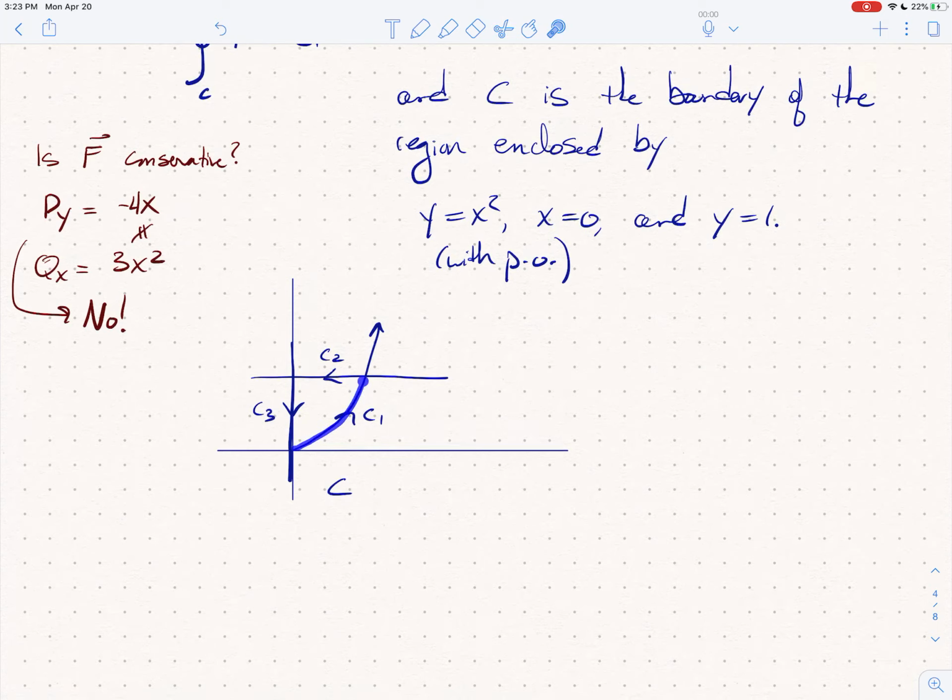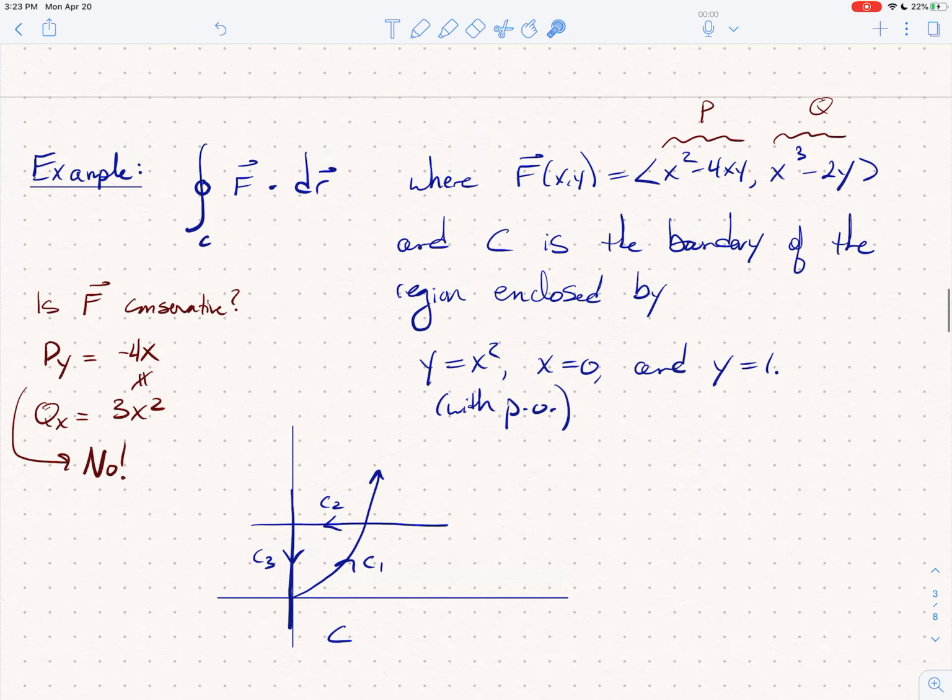I'm going to think about C as having 3 pieces. The quadratic, we'll call that C1. The horizontal, we'll call that C2. And then the vertical, we'll call that C3. And so we're going to parameterize each piece and work it out directly.